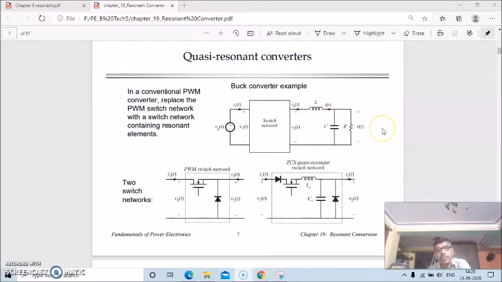Now quasi-resonant converters. In conventional PWM converters, replace the PWM switch network with a switch network containing a resonant element.